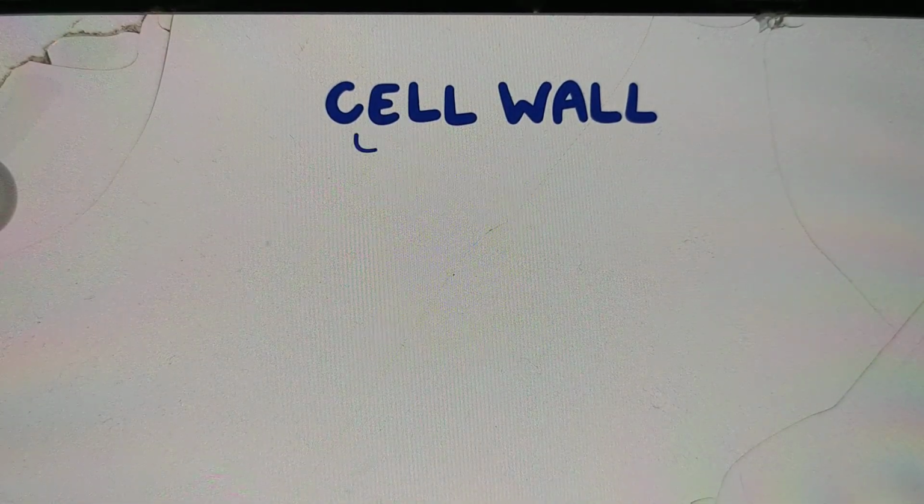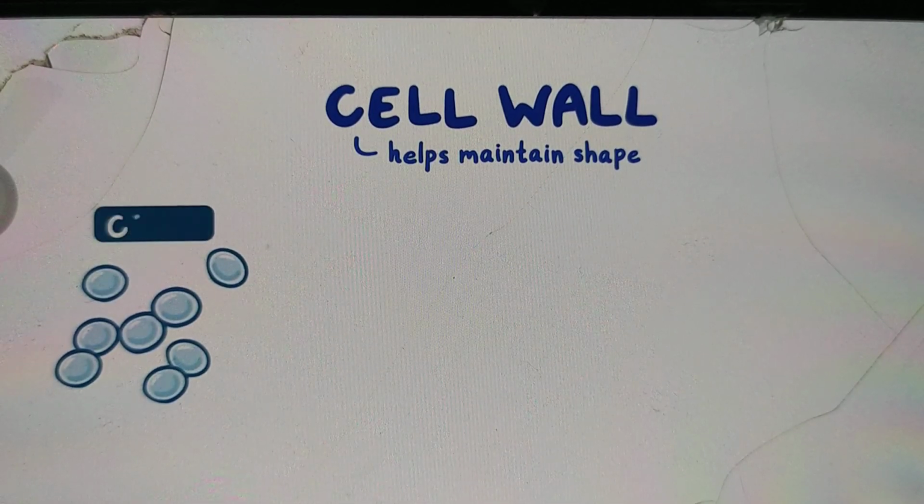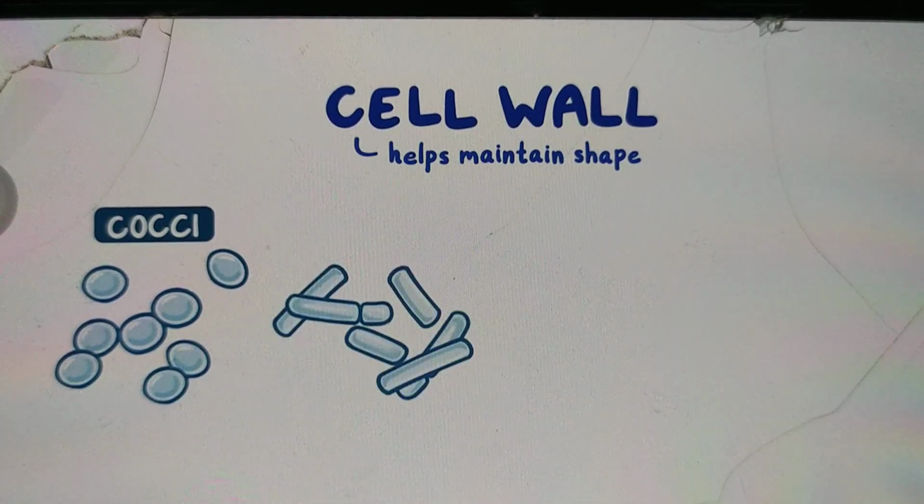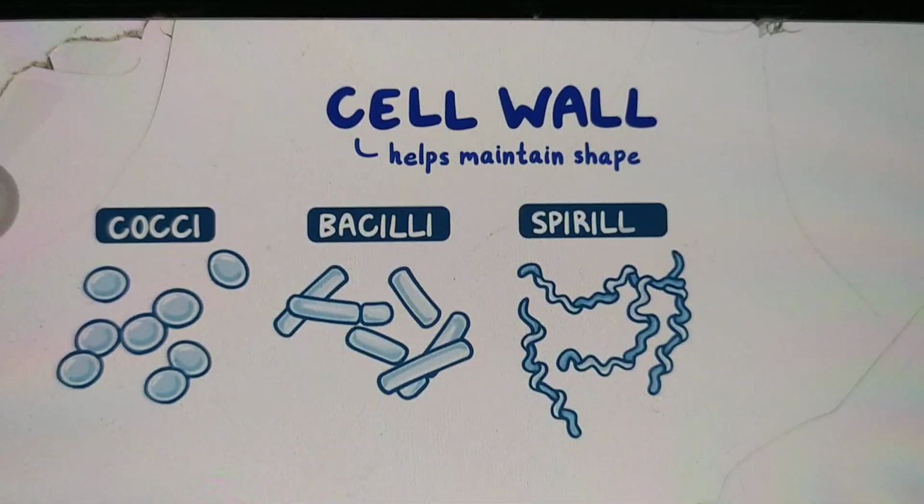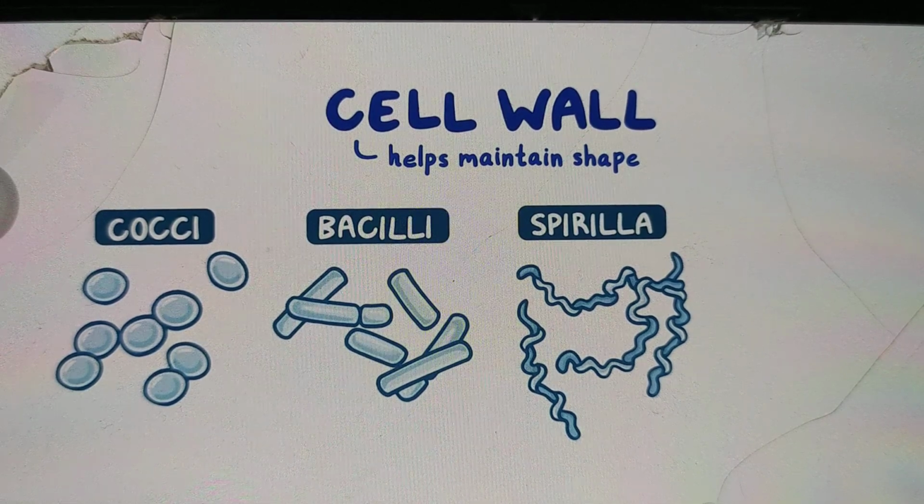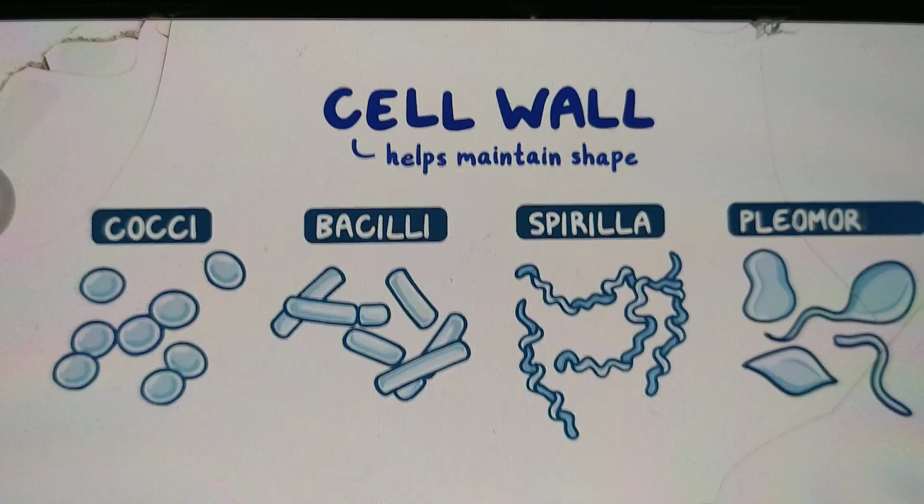Additionally, the cell wall helps maintain their shape. The round-shaped bacteria are called cocci. The rod-shaped ones are called bacilli. Spiral-shaped ones are spirilla. And sometimes the same bacteria can have multiple forms, in which case they're called pleomorphic.